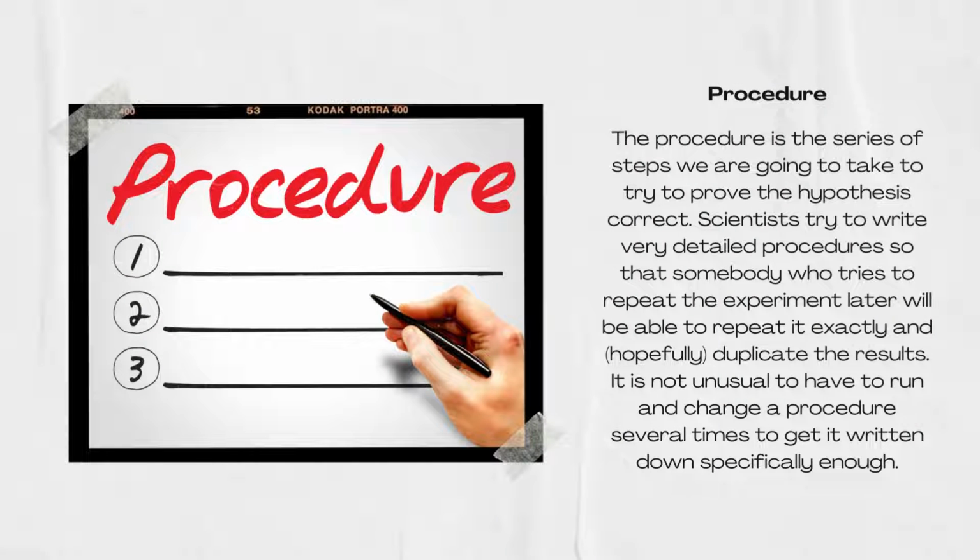The next thing to do is to create a procedure. The procedure is the series of steps we are going to take to try to prove the hypothesis correct. Scientists try to write very detailed procedures, so that somebody who tries to repeat the experiment later will be able to repeat it exactly and, hopefully, duplicate the results. It is not unusual to have to run and change a procedure several times to get it written down specifically enough.